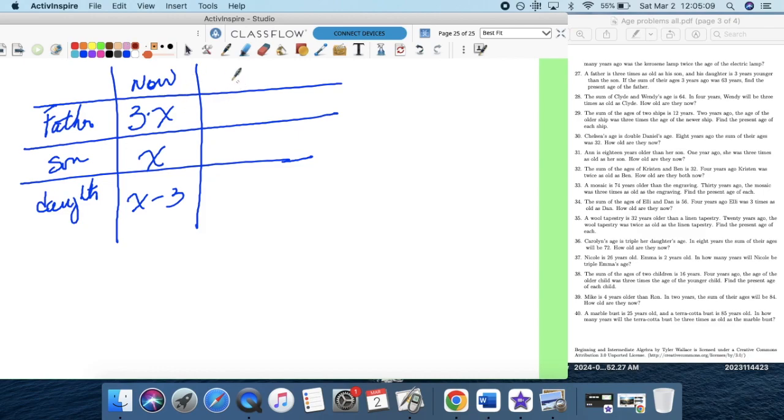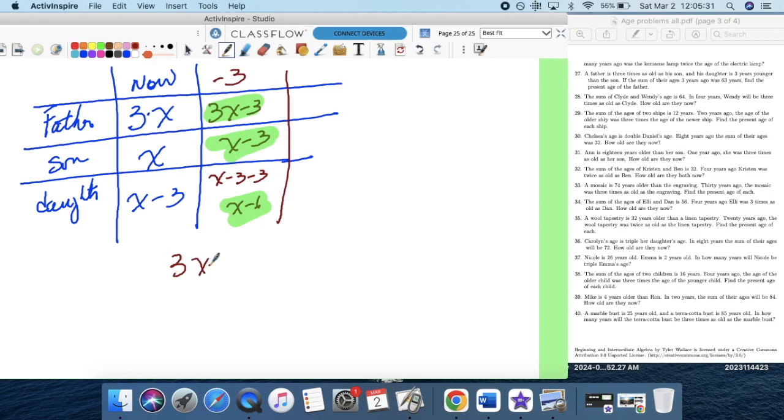Okay, so we need their ages 3 years ago. In the past, minus 3. So the father's 3 years ago was 3x minus 3. The son was x minus 3. And the daughter was x minus 3 minus 3, which is x minus 6. All right, so we're going to use these. So their ages 3 years ago was 63. So let's combine them. So 3x minus 3 plus x minus 3 plus x minus 6. Father, son, daughter. And that equals 63.